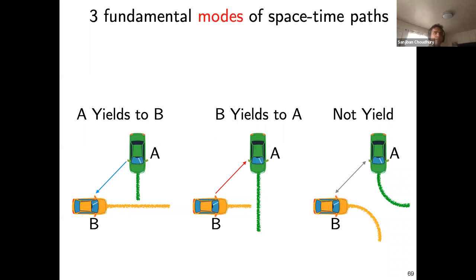So we define three fundamental modes that occur over and over again based on the future motions of actors. So you take two actors, A and B. If you know that they have a conflict and B arrives first, we say that actor A is yielding to actor B. Otherwise, if A arrives first, we say that actor B is yielding to actor A. And finally, if there's no conflict, we say that both actors are not yielding to each other. And the cool thing is, pretty much all of self-driving can be described using this grammar of modes.